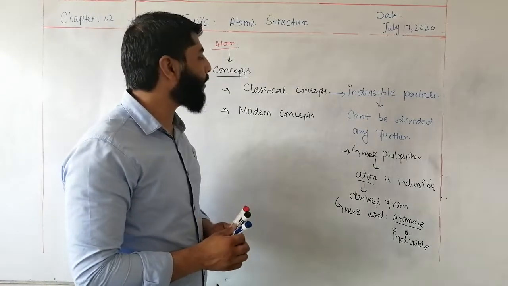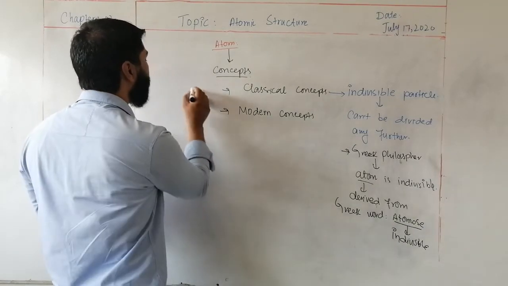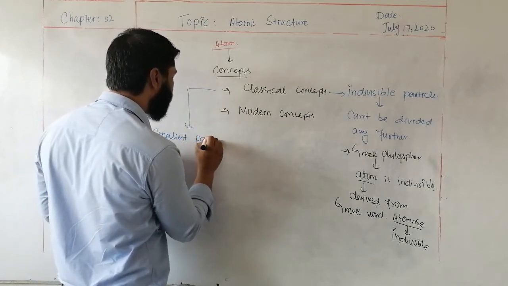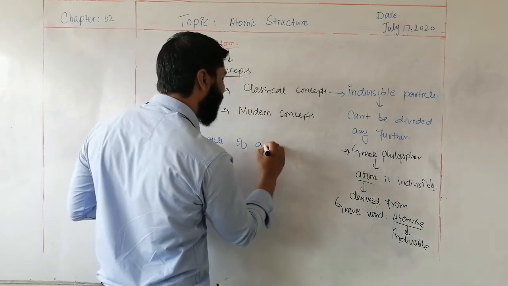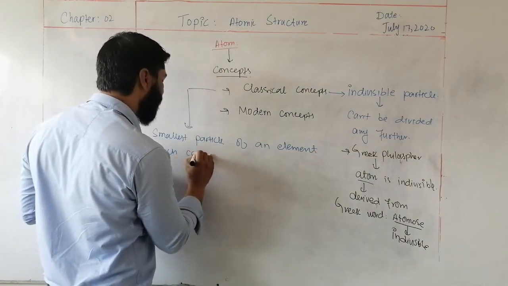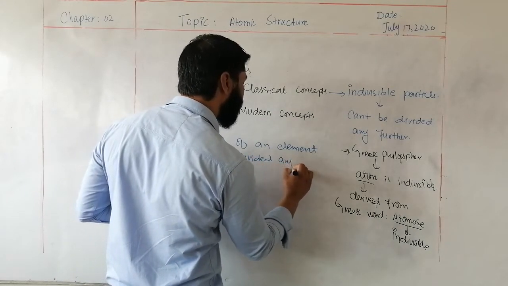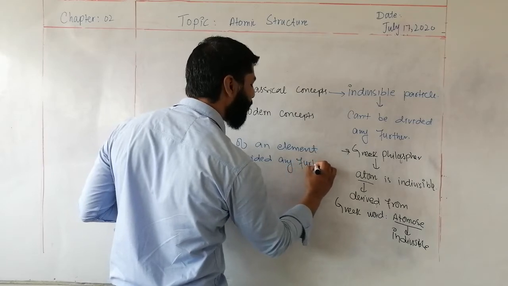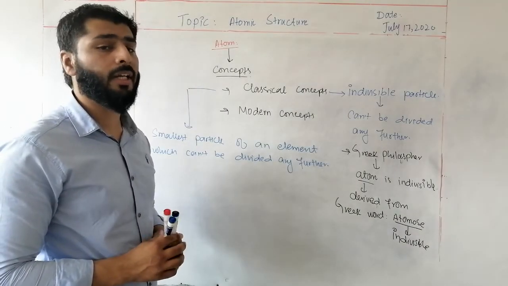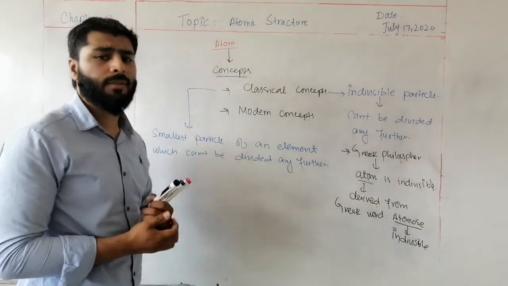So according to the classical concepts, atom can be defined as the smallest particle of an element which cannot be divided any further. It is the smallest existable particle which cannot be divided any further. This concept belongs to the Greek philosophers and the classical concepts.